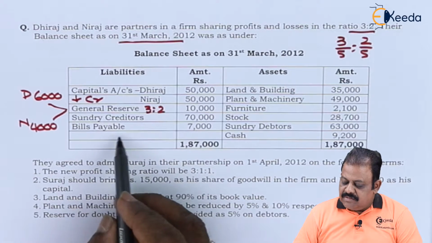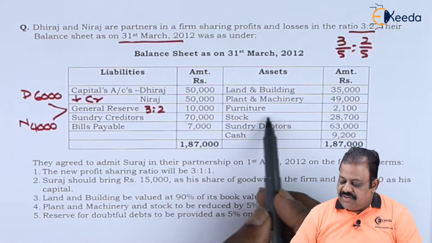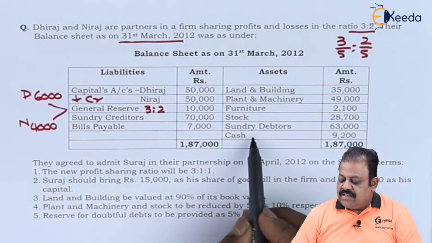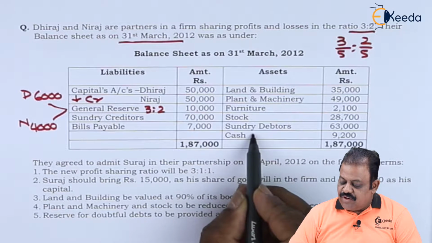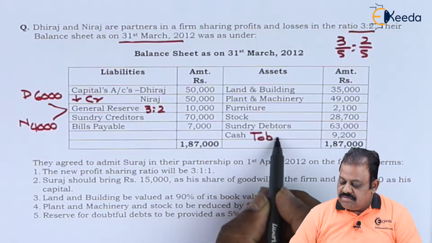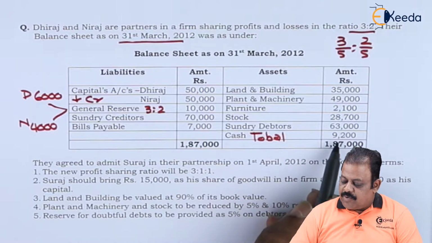Sundry creditors, bills payable. Asset side, land and building, plant and machinery, furniture, stock, debtors, cash. Cash will be transferred to the cash account, debit side, opening balance to balance brought down.